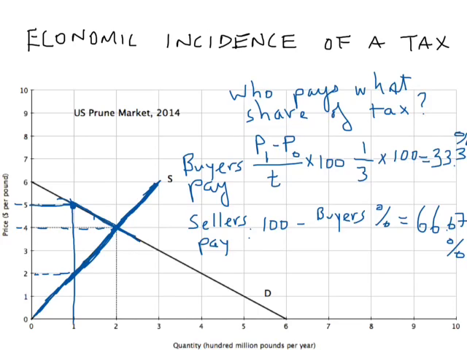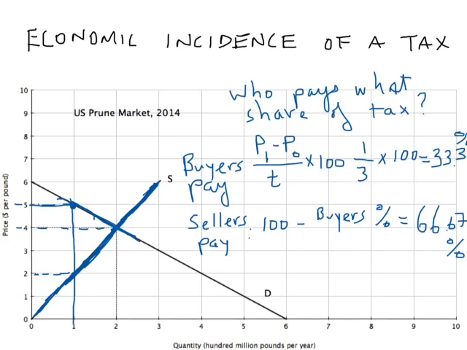Therefore, when the price goes up with the tax, buyers are going to say, hey, I'm not going to eat any prunes, I'll go eat raisins, or buy an over-the-counter laxative, or do whatever. I'm going to go do something else. So by switching away from prunes, buyers can escape the tax and they end up not paying much of the tax.